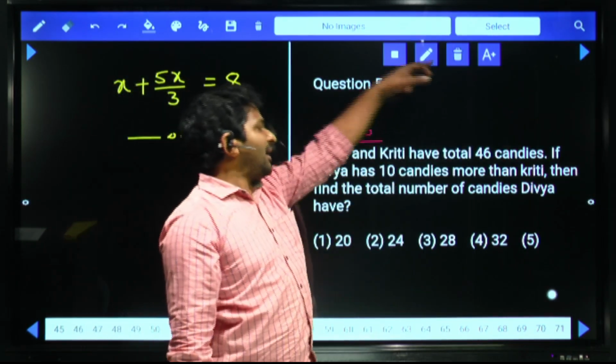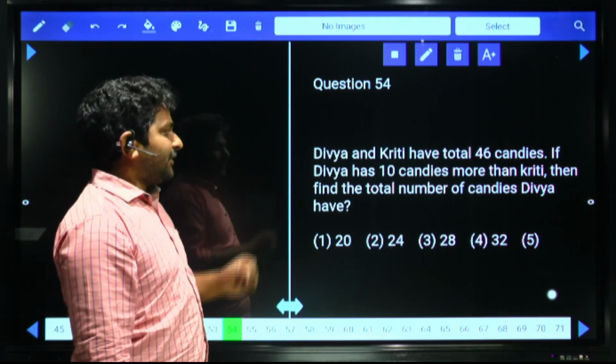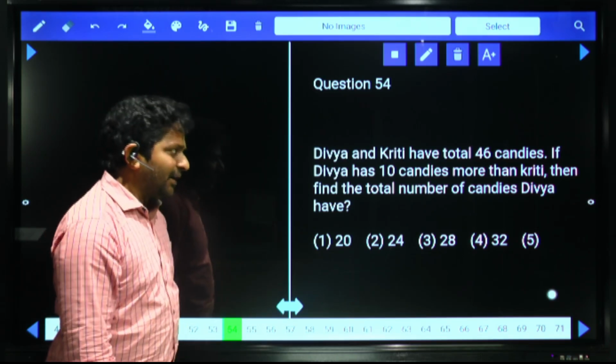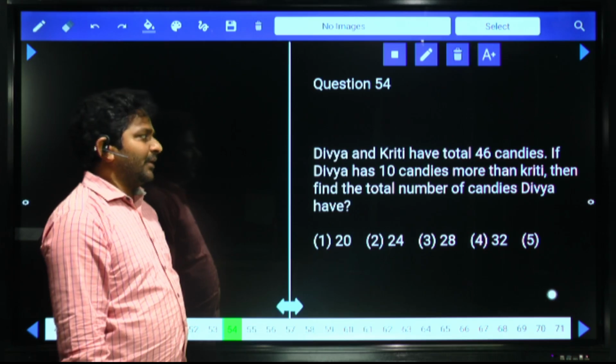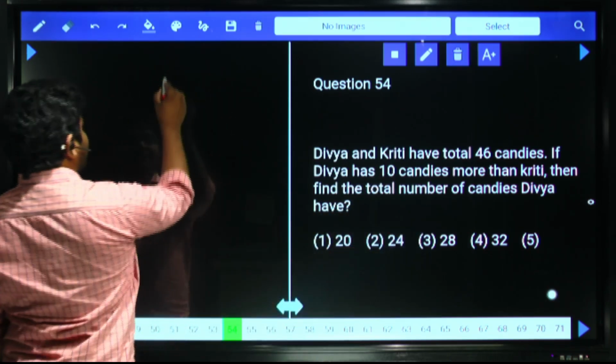Next, Divya and Kriti have a total of 46 candles. If Divya has 10 candles more than Kriti, then find the number of candles Divya has. Divya is having 10 candles more than Kriti. There are two members now, Divya and Kriti.